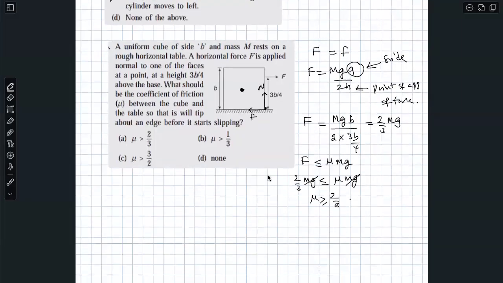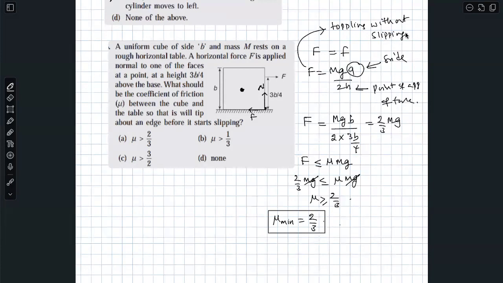So therefore, what should be the coefficient? Mu minimum required is 2 by 3 for this purpose. If mu is less than 2 by 3, what happens? It will slip before it topples, right? So what is this condition called? Toppling without slipping. That is one condition. Actually, this is a very good question. Let me pick one more.